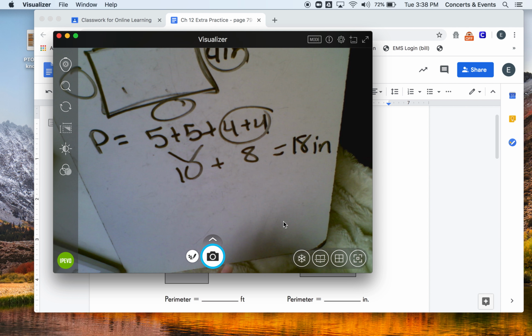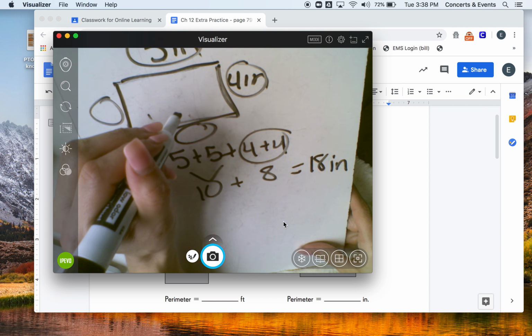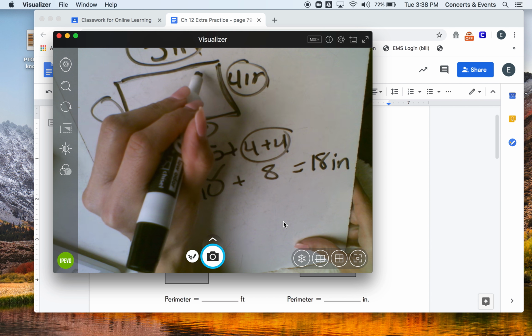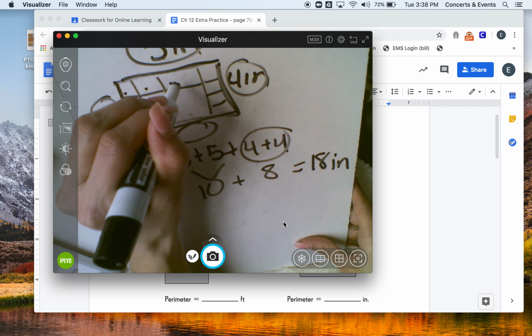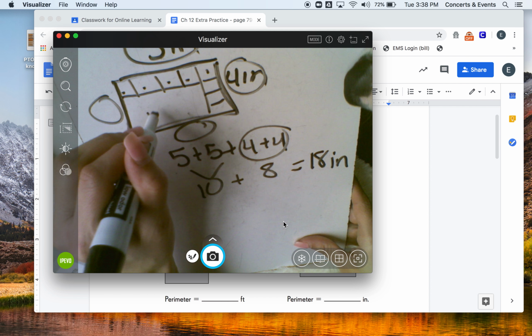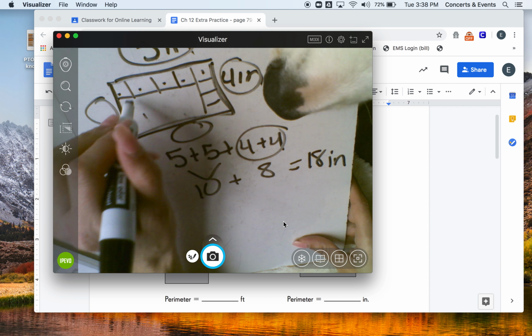When I'm finding area, I'm finding how many squares can fit inside. I know that there are 4 squares going down and 5 going across. But I'm not going to actually draw all of those in there because that seems like a pain, but it looks like an array.